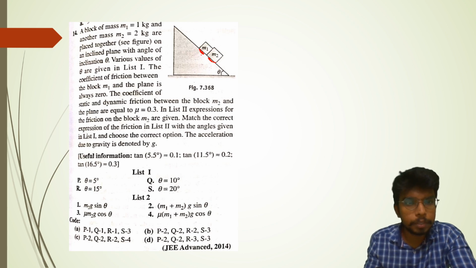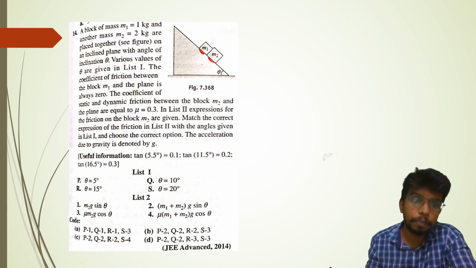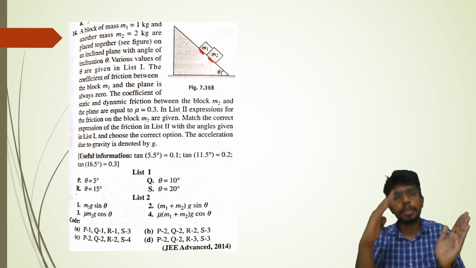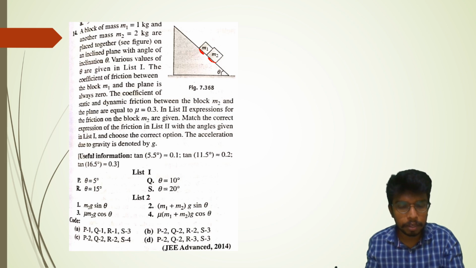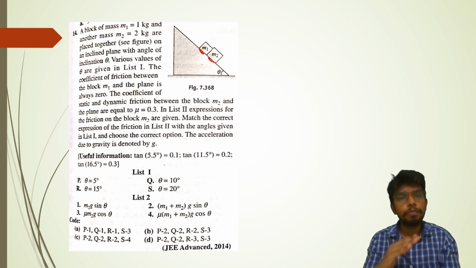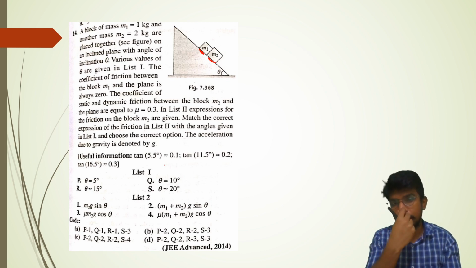Mu equal to 0.3 is given. In list 2, expressions for the friction on the block m2 are given. Match the correct expression of the friction in list 2 with the angles given in list 1 and choose the correct option. What is the question saying? In the first case, we have some angles given, that is the angle of inclination, and in the second case, some values of friction are given. The question is asking how the friction will vary or depend according to the movement here.